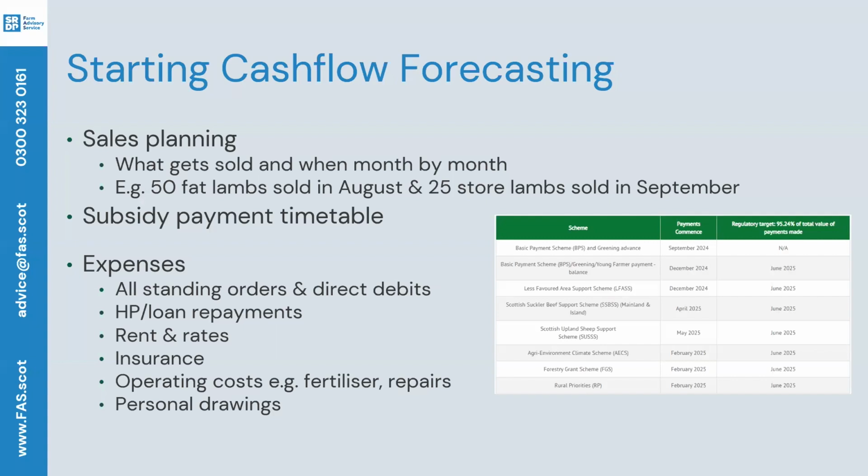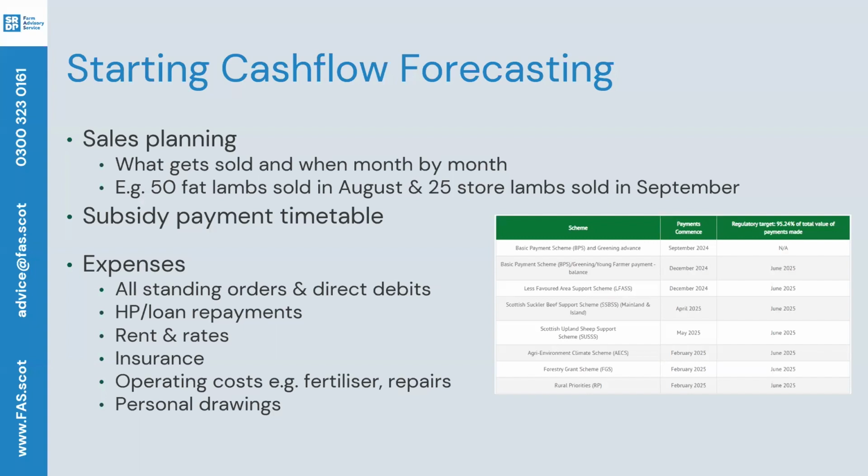And the expenses for those are likely to fall much before that. Another one to consider is subsidy payments. I appreciate there's a table on the screen there which has been lifted from the Rural Payments website. That might be quite hard to see, but subsidies generally follow a relatively set payment timetable. So use that to factor it in if you don't already know.